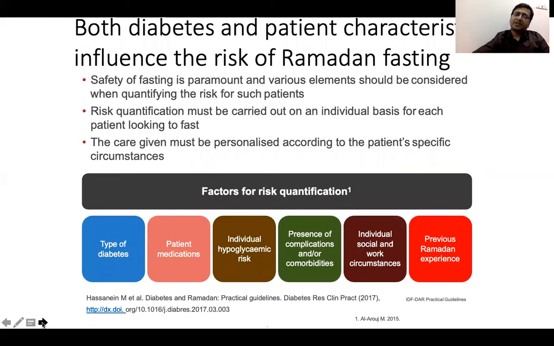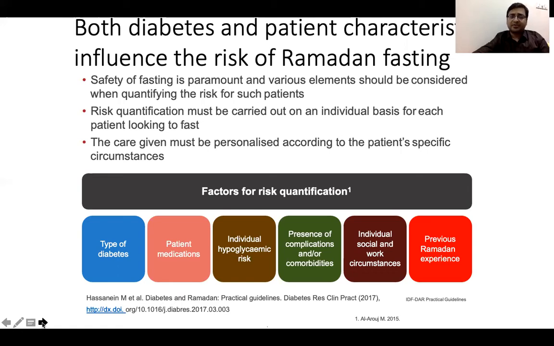Both diabetes and patient characteristics influence the risk of Ramadan fasting. Safety of fasting is paramount, and various elements should be considered when quantifying the risk of such patients. Risk quantification must be carried out on an individual basis for each patient looking to fast. The care given must be personalized according to the patient's specific circumstances. Factors for risk quantification are type of diabetes, patient medications, especially those groups of medications which lower the blood sugar level, and the patient must not fast for a very prolonged period of time, or you have to change the medication dosage, or you have to change the medication time.